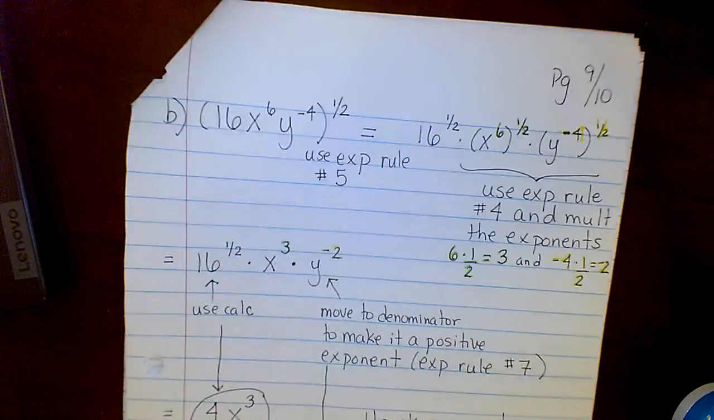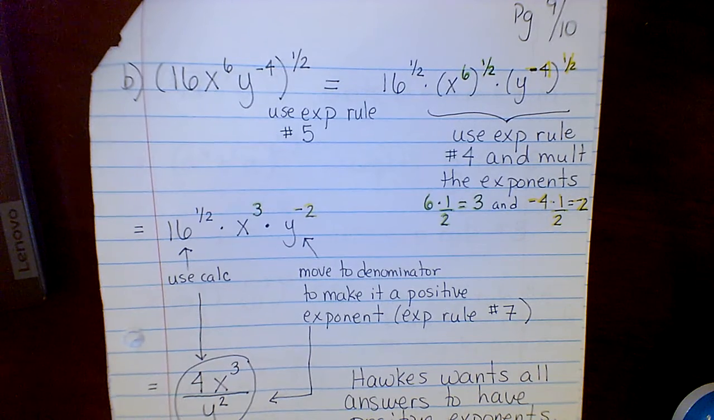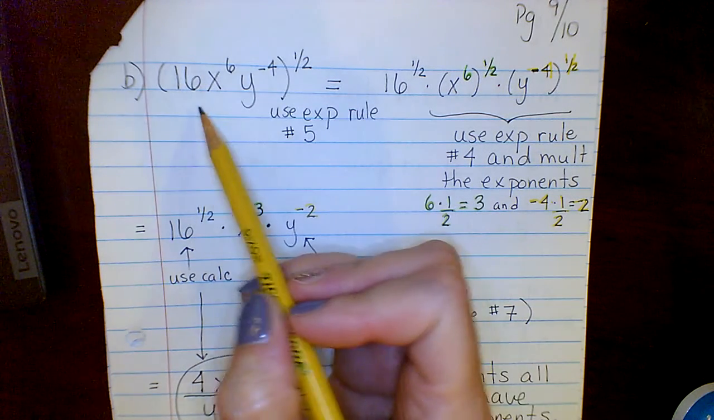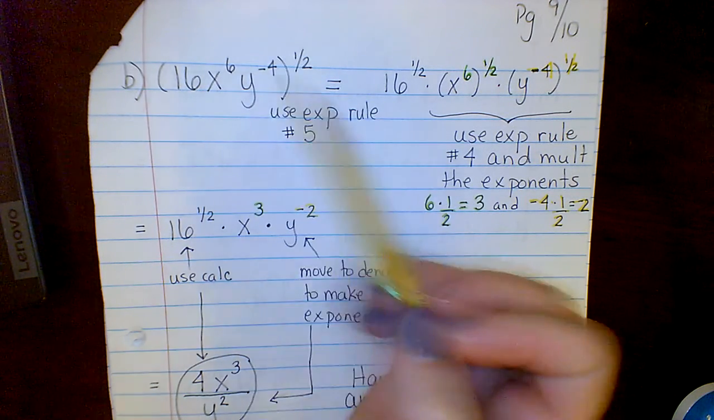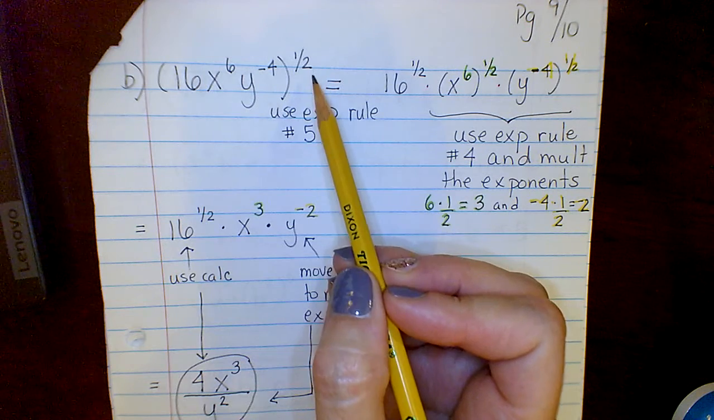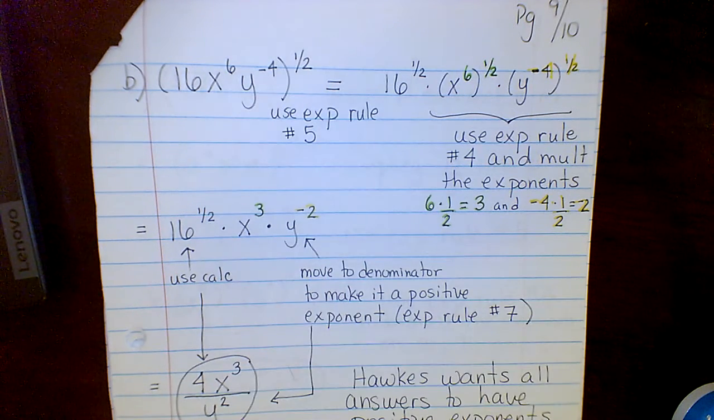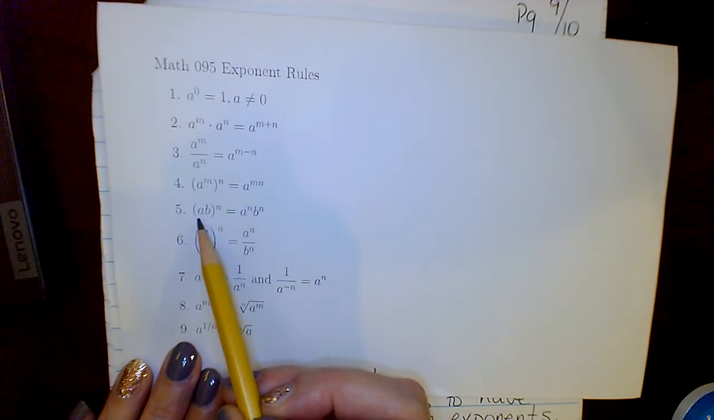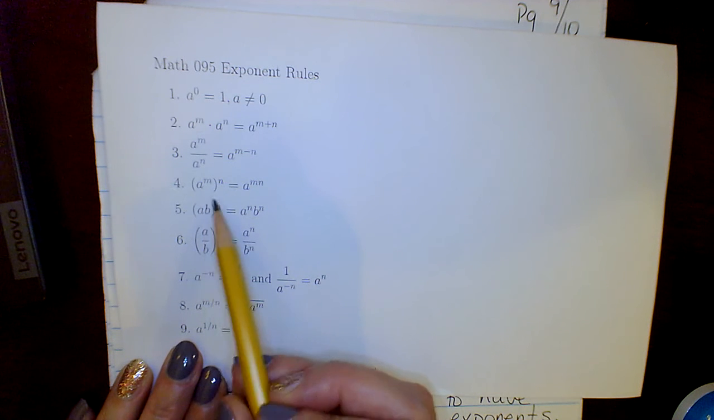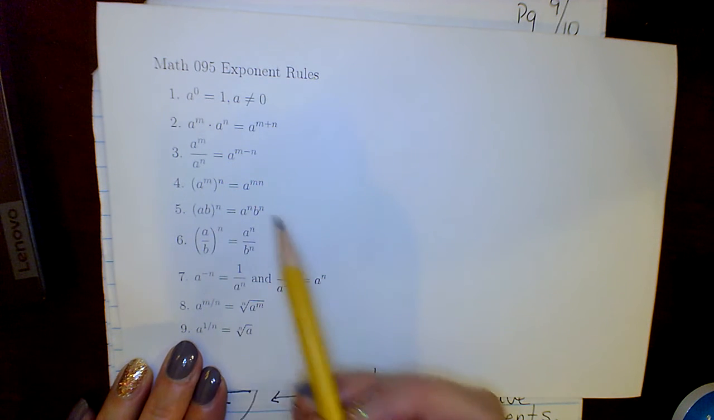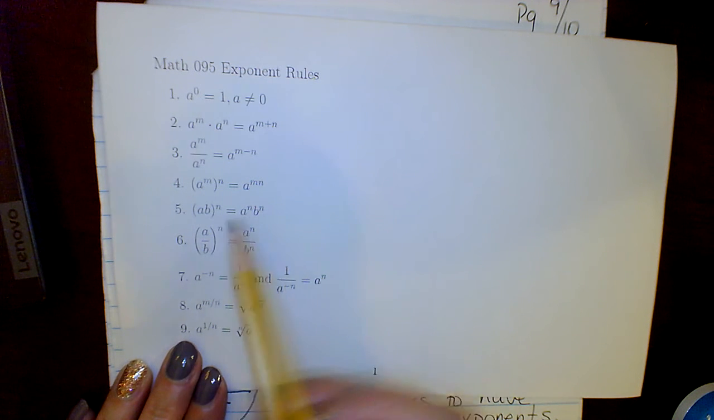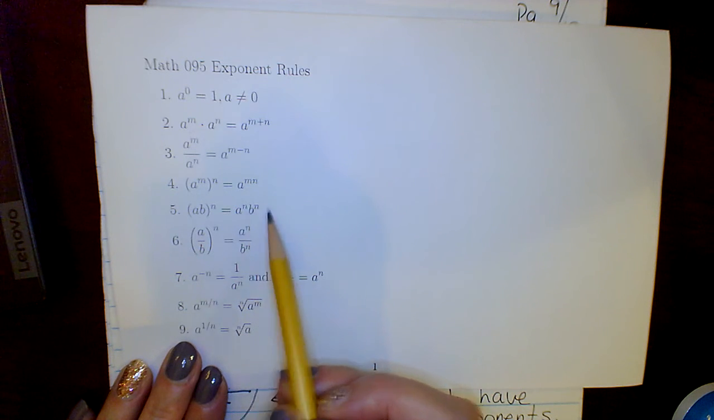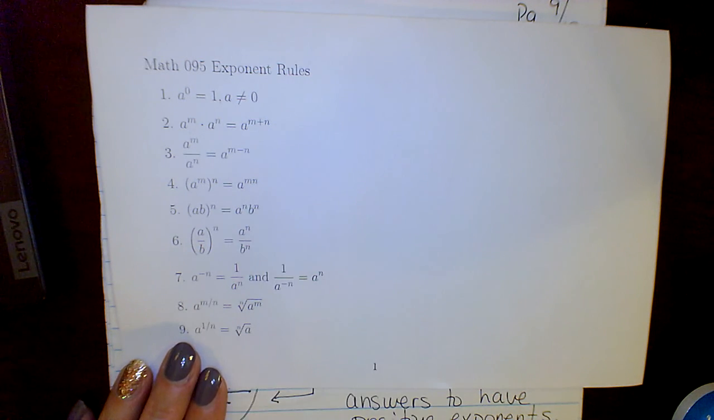Okay, so let's look at another one here. So I've got 16x to the 6th, y to the negative 4th, all raised to the 1/2 power. I'm going to use exponent rule number 5. That says if you've got a product raised to a power, you can rewrite it as the product of those powers.